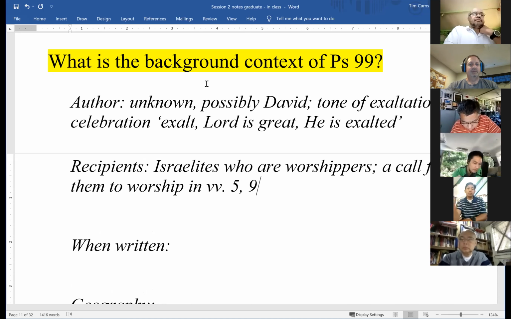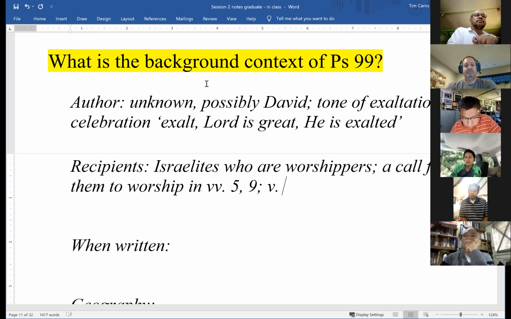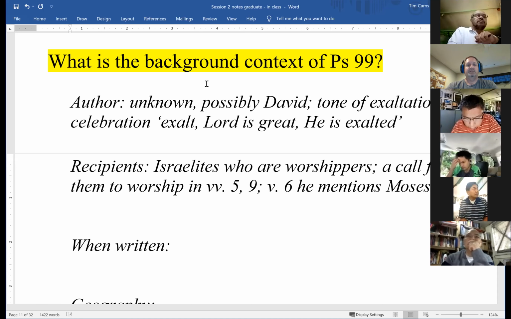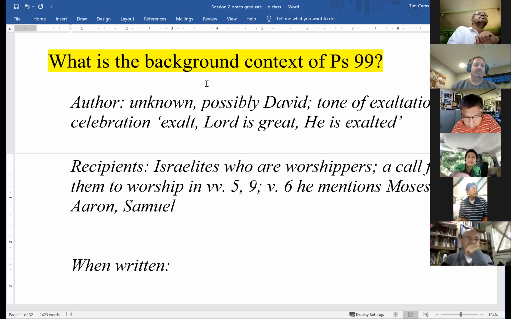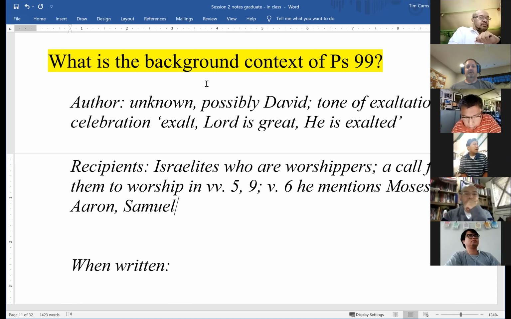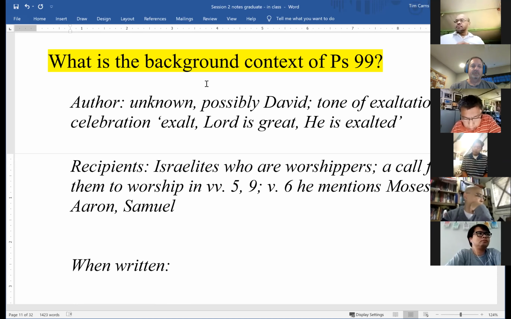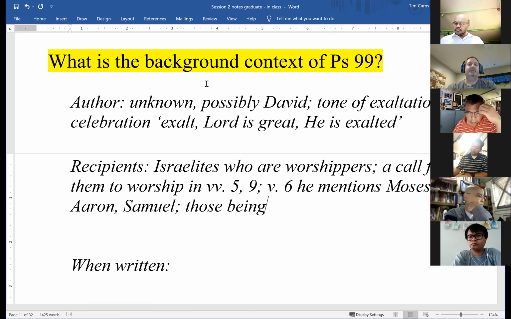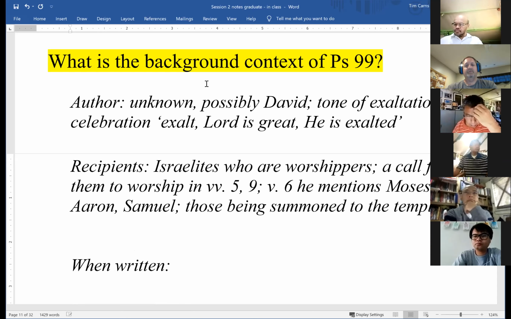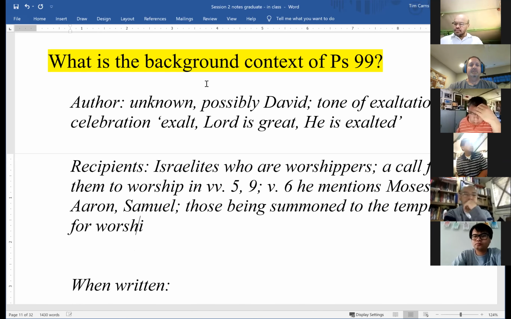Okay, very good. And I think we know too that he's referring to Israelites based on who he mentions in verse 6, right? He mentions Moses and Aaron and Samuel, people in Israel's history. So the people of Israel, specifically those who are coming to the temple, those being summoned to the temple for worship. All right, and I mentioned temple, and I'll explain why in a minute.